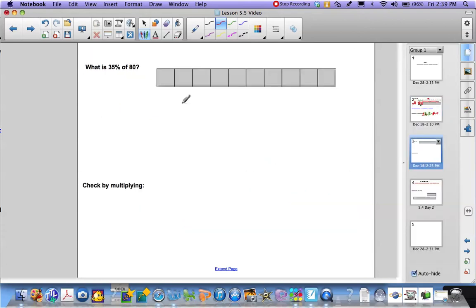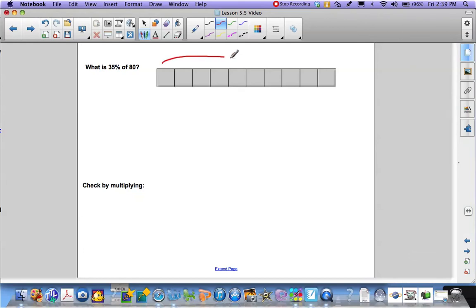Okay, let's look at another one. What is 35% of 80? So again, I know the value of this whole bar is 80. If it's broken into 10 boxes, the value of each box is 8. So I know 10% is 8, 20% is 16, 30% is 24.